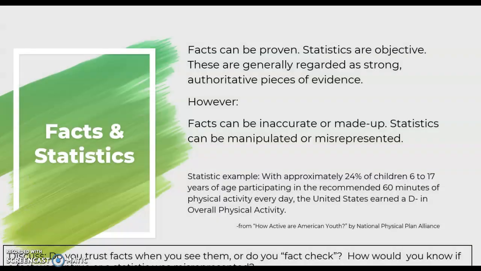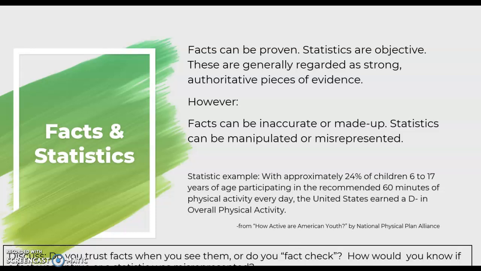Facts and statistics typically are considered to be strong, authoritative pieces of evidence because facts can be proven, right? And statistics typically are objective, they're unbiased. So when we see a percentage or a number or data, we feel like that is very trustworthy information and it's very strong evidence. But you have to be careful because facts can be inaccurate, or they can be simply made up by the source.